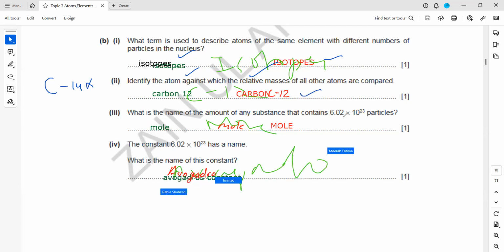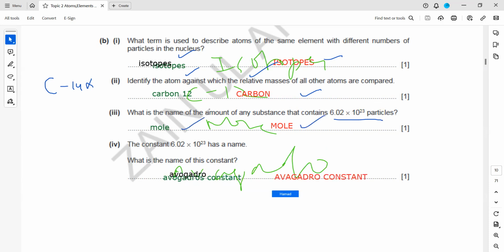What is the name given to the amount of substance which contains 6.02 times 10 to the power 23 particles? We call it a mole of a substance. And what is the specific name given to this number? That is Avogadro's constant. So this is topic 2.